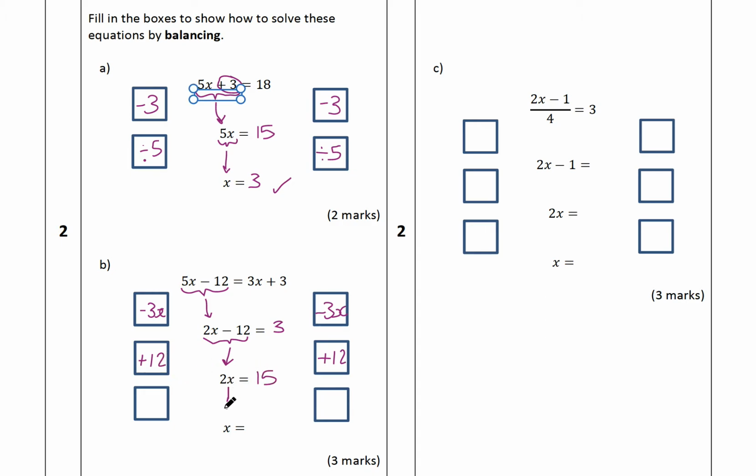How have we turned 2x into just x? We've divided by 2. So 15 divided by 2, you could either write as 15 over 2 or 7.5. Up to you.